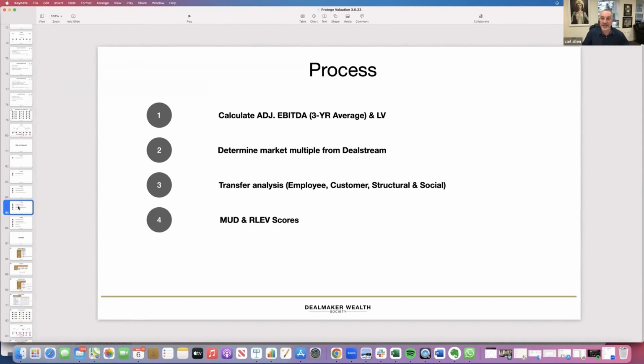Then you can analyze the seller psychology, calculate the MUD scores and the RLEV scores. And then you can look at how the deal structure that you're proposing is going to adjust the valuation.